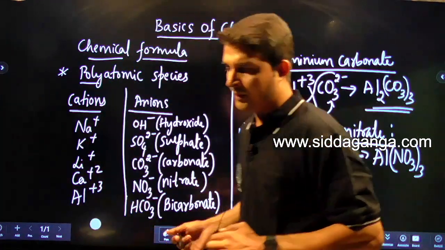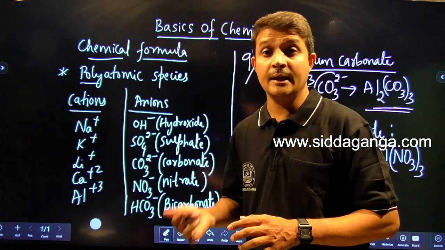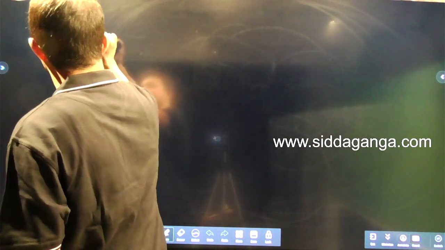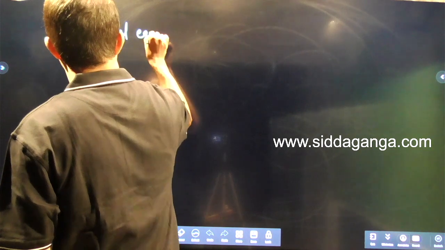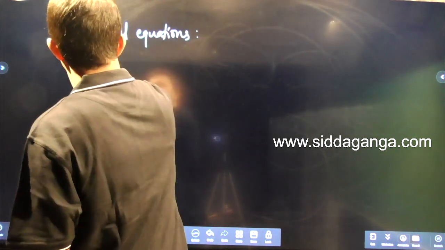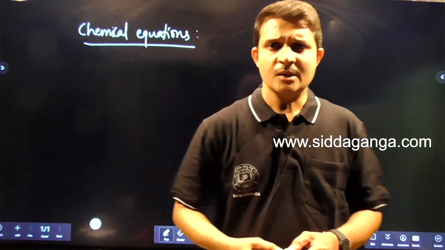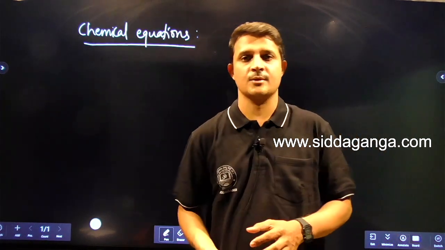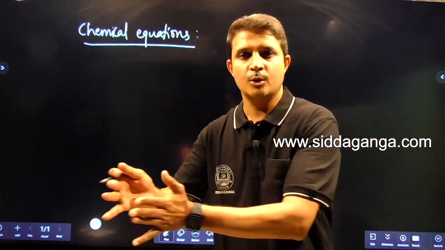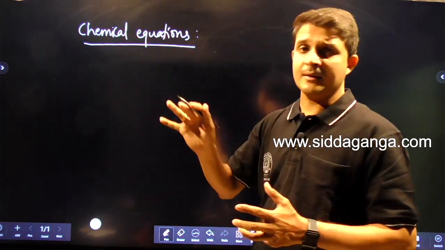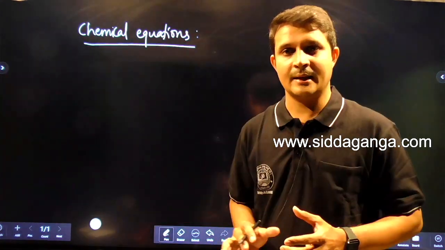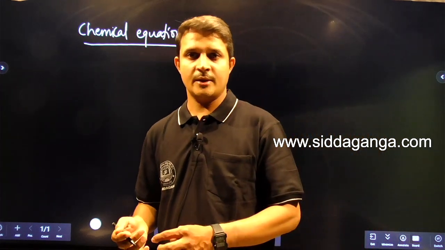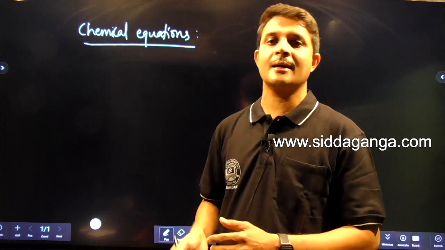So with the chemical formula, we will now take up chemical equations. You have studied about chemical equations. In chemistry, we will come across a lot of reactions where reactants combine to give products, isn't it? To write chemical reactions we need an expression, and that expression is nothing but the chemical equation.